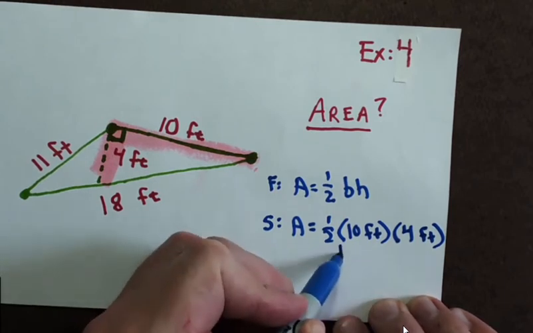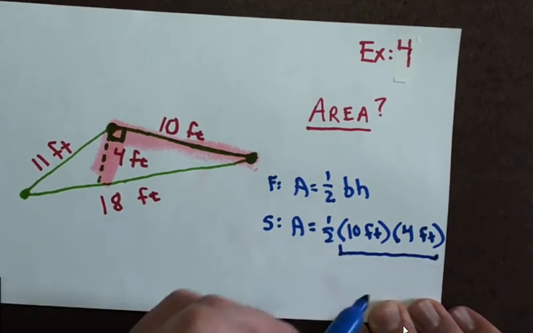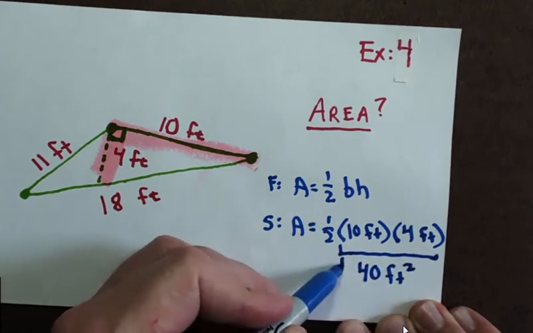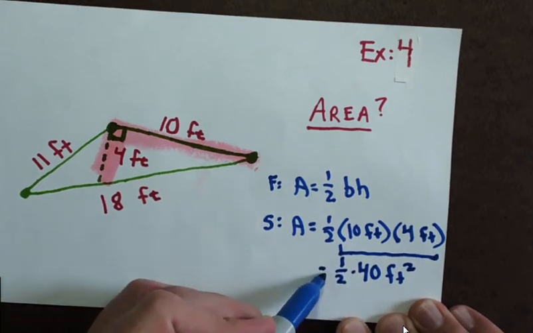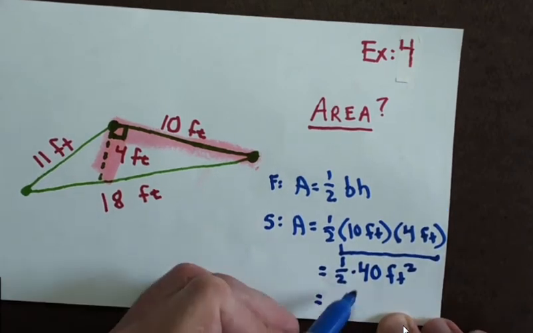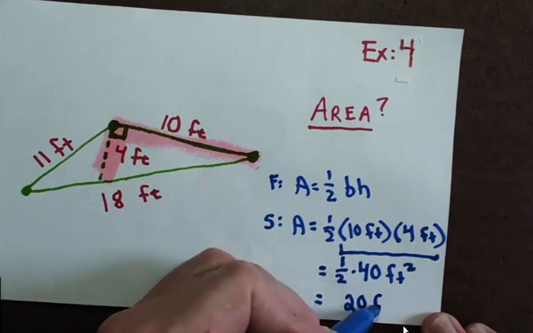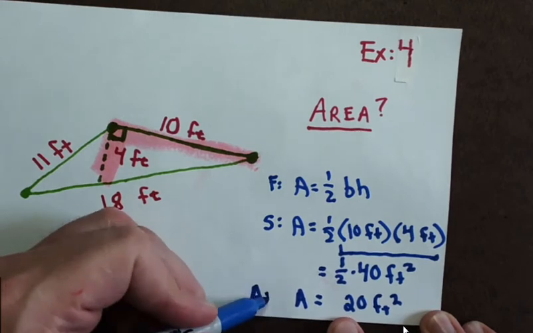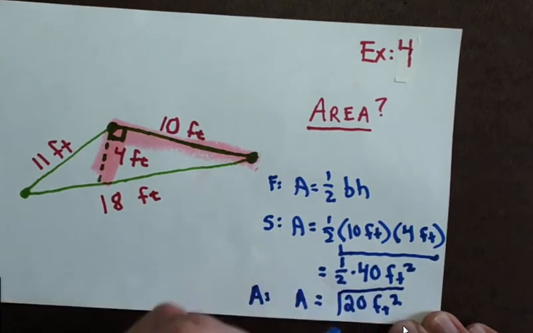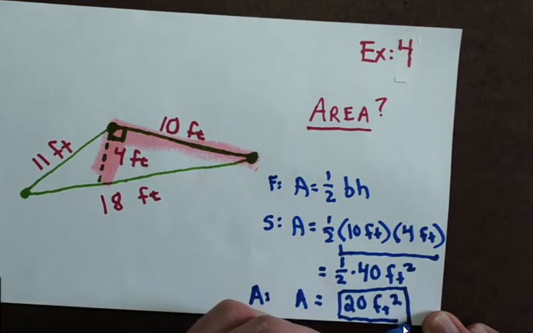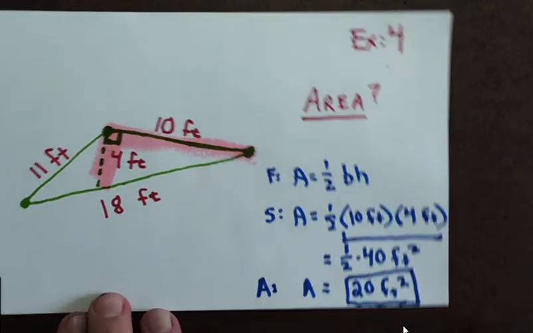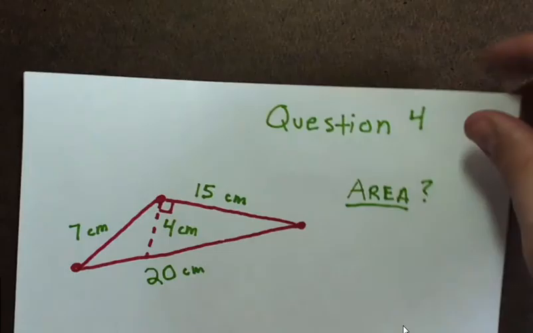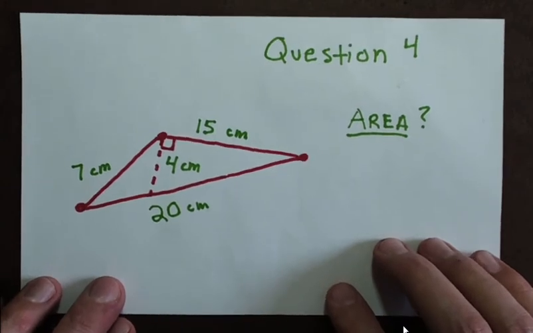Alright, we're going to solve. 10 feet times 4 feet is 40 feet squared. Bring down that 1/2. Alright, 1/2 of 40 feet squared is 20 feet squared. So area equals 20 feet squared. That would be our answer. Box our answers. Okay. Here is Google Doc question number 4. Calculate the area.